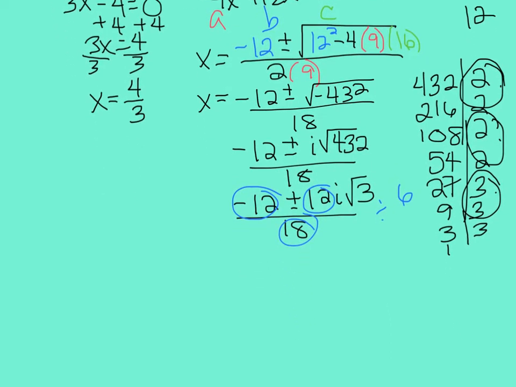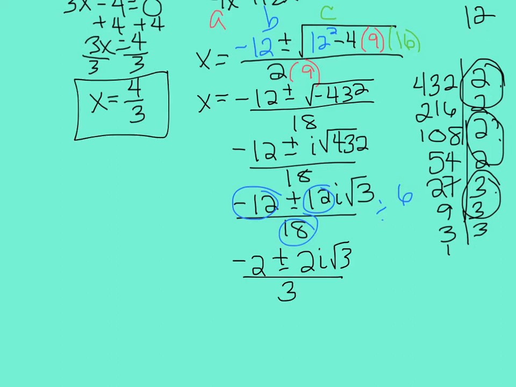Well, negative 12 divided by 6 is negative 2. Plus or minus 12 again divided by 6 is 2, so 2i square root of 3. And then 18 divided by 6 is 3. So here was 1, 0, or solution. Here are the other solutions.